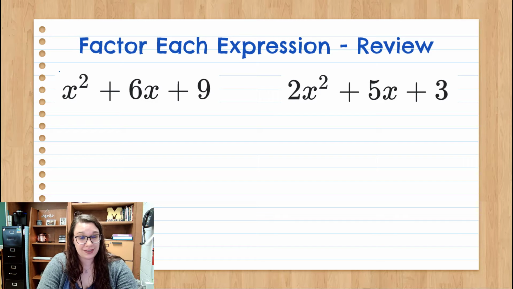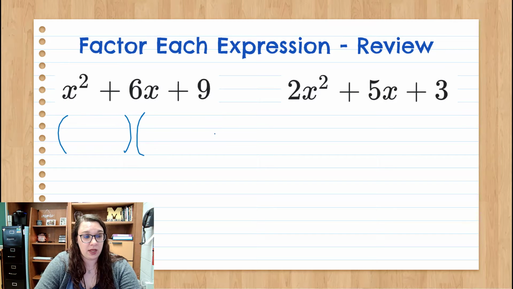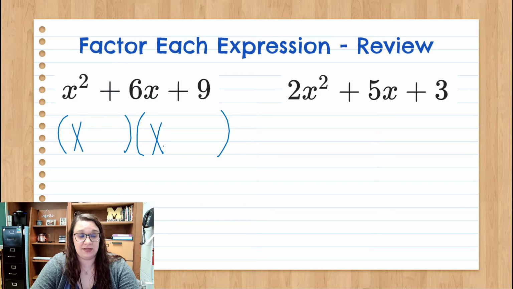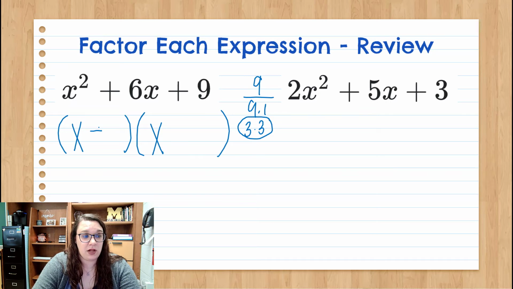The first one I notice has a 1 in front of the x squared term. That means its coefficient is 1, and I can jump right to unfoiling it with two parentheses. I know the first term is made by x times x, so these must each be x's. And then the last ones have to multiply to become 9 and add to become 6. The only ways to make a 9 are with 9 and 1 and 3 and 3. 3 and 3 also add to 6, so I'll use plus 3 and plus 3.